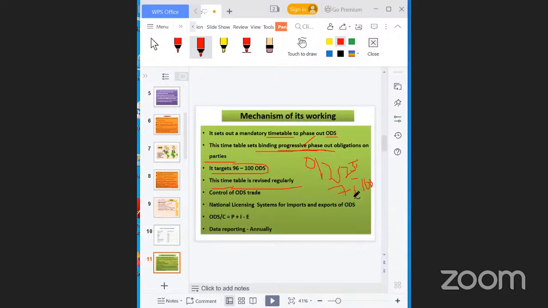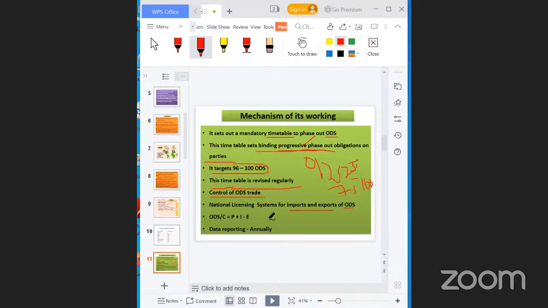So apart from this main function of binding to the timetable, there are other responsibilities of the parties. A few of these responsibilities are control of ODS, ozone depleting substances, trade. As a nation, we can either import the ODS or export the ODS, and that needs to be within limits only.